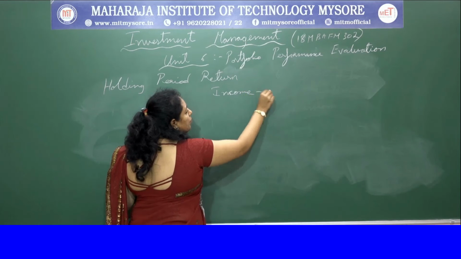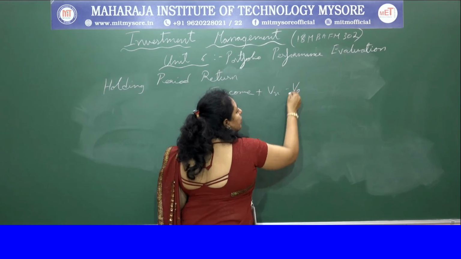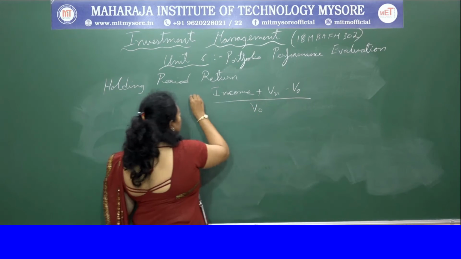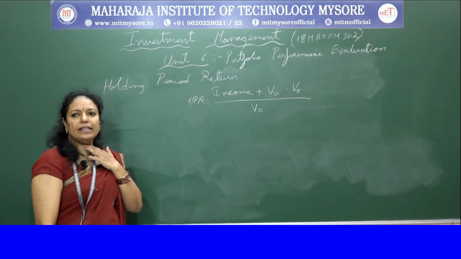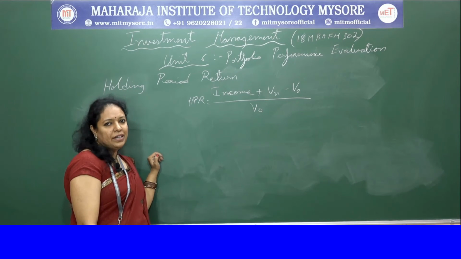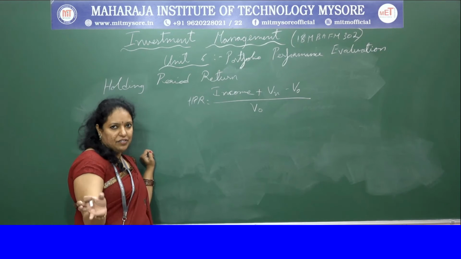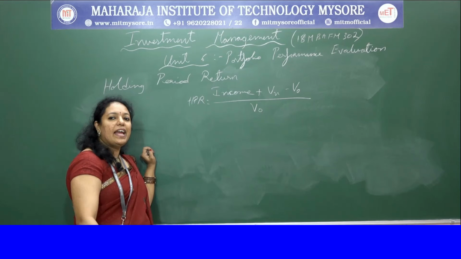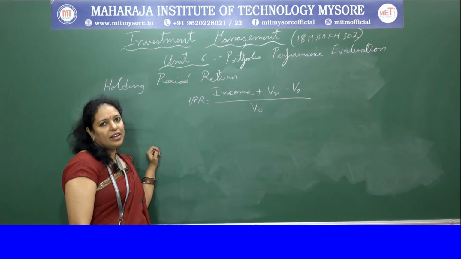income plus Vn minus V naught, divided by V naught. This is holding period return. Here, holding period return can also be said as investment appreciation plus investment income. So income here is the distribution of cash flows from the investment, that is dividend. Dividends are known as income, and Vn is the ending price of the investment, and V naught is the beginning price of the investment.